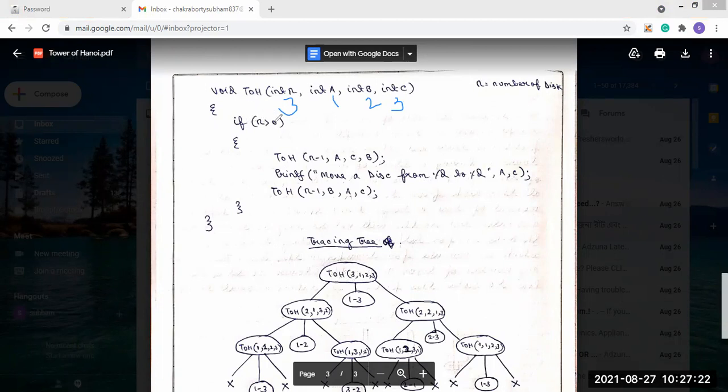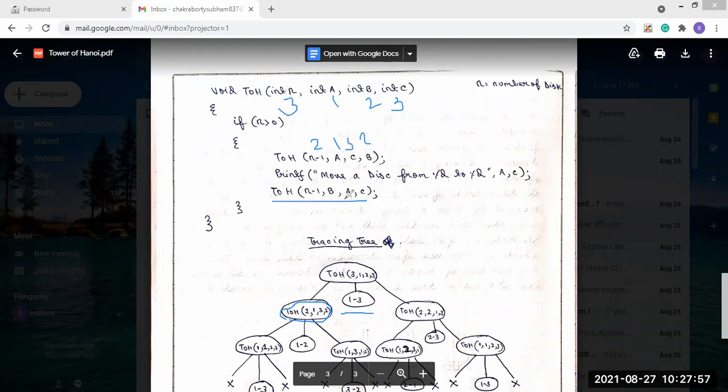Now what will happen? This will go ahead if n is greater than or equal to 0. Yes, because the n value is 3. So Tower of Hanoi will be called with 3 minus 1, that means 2, with 1, 3, 2. You see, this function is recursively called again: Tower of Hanoi 2, 1, 3, 2. And A and C will be printed. Now what are A and C? 1 and 3. So it will print 1 and 3.